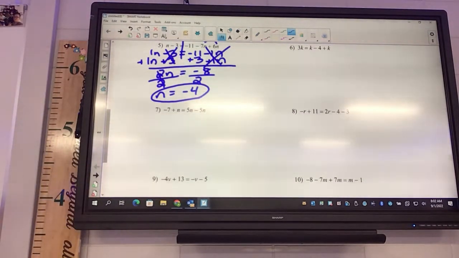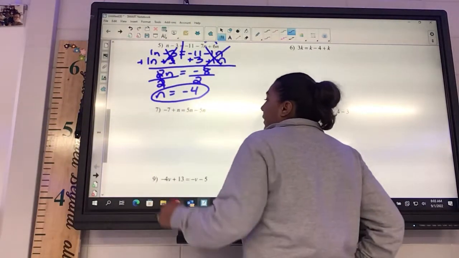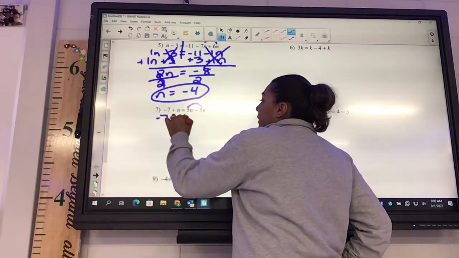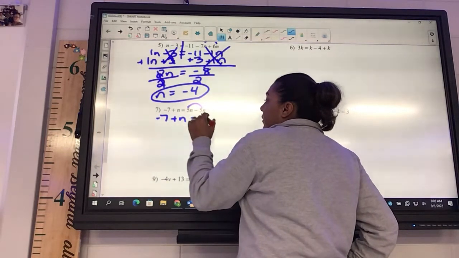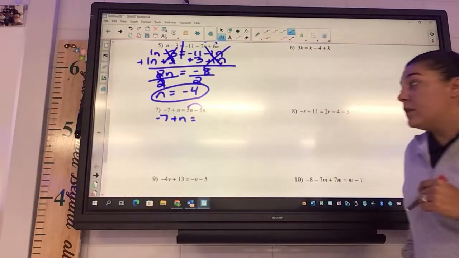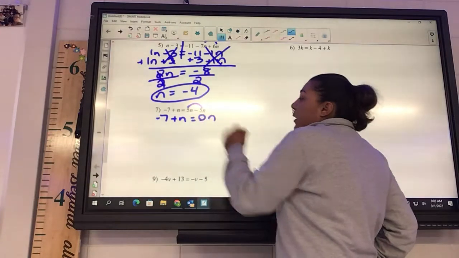Okay, 7. Is there anything for us to combine? No. Yes, what is it? 5n and 5n. So I got -7 plus n equals what? 0n. Okay, you can write 0n or not. It doesn't matter.